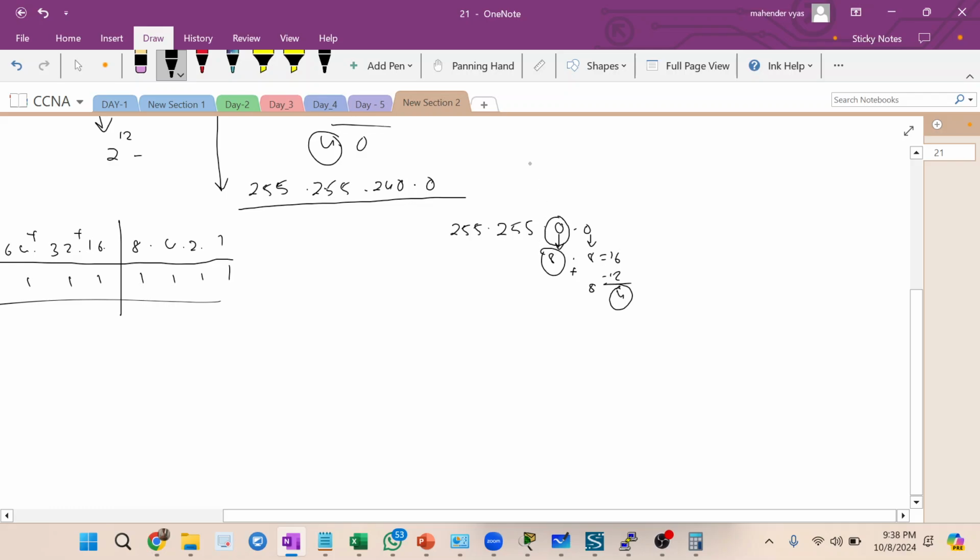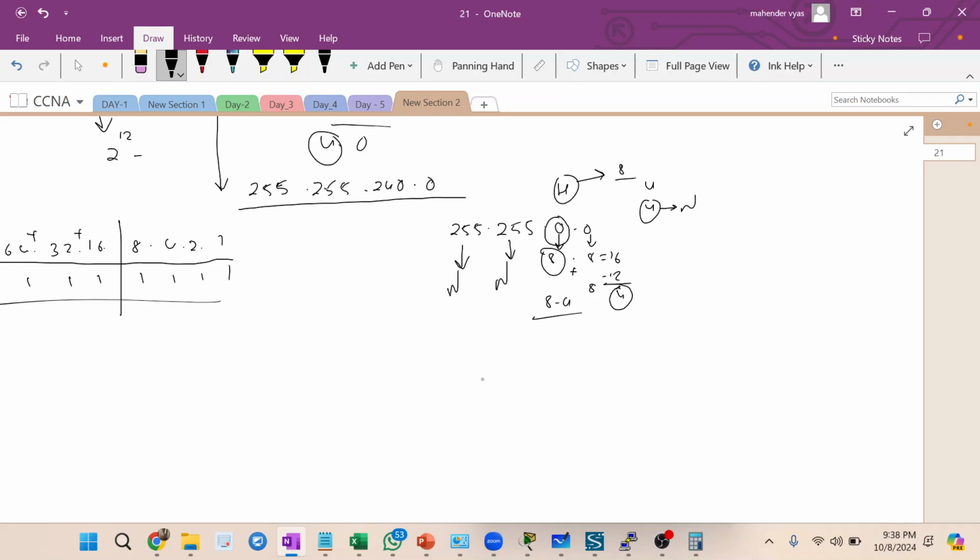Whenever you convert host bits to network bits, it will come from right to left. Already this is a network bit. This is a network bit. Now this is a host bit. And how many host bits do I have? I have 8 host bits. And what is my requirement? I don't need 8 host bits. I want only 4 host bits, and the other 4 I want to give to the network now. So I am doing 8 minus 4 here. That's clear, right?